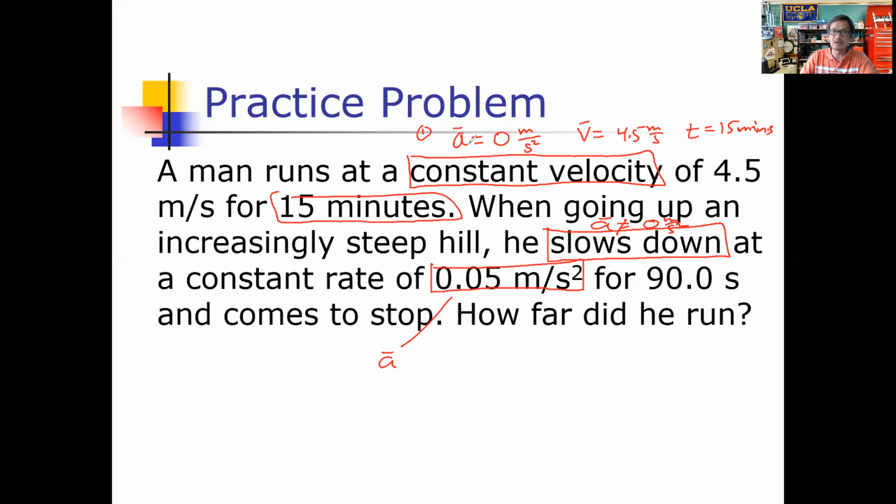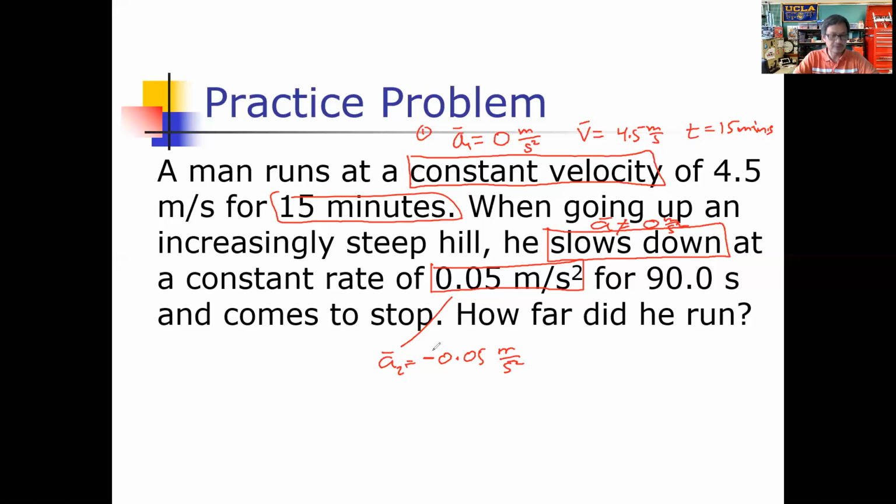So we call this A1. That's the acceleration in the first part. The acceleration in the second part is going to be 0.05 meters per second squared. And since the velocity is still positive, we know that the acceleration here is going to be negative. The acceleration there is going to be negative, but we won't quite use that in this particular case. So that's what we have there.